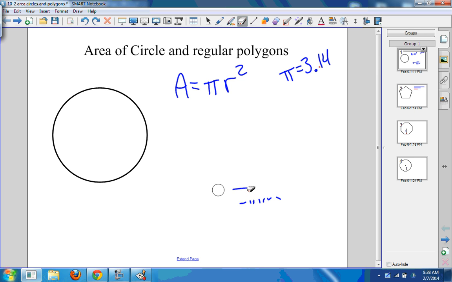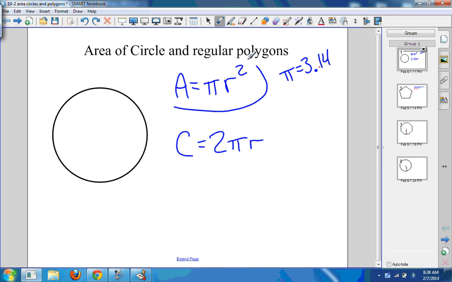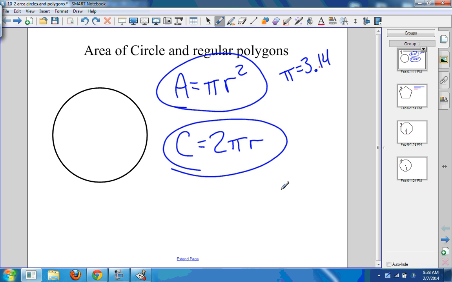All right, one other thing about circles that we should know is what the circumference is. There's also a formula for the circumference. So the circumference of a circle, I'll call it C, is equal to 2 times pi times the radius. So we have two formulas for circles. Area, which is equal to pi times the radius squared, and circumference, which is equal to 2 times pi times r. So our radius is halfway through our circle.